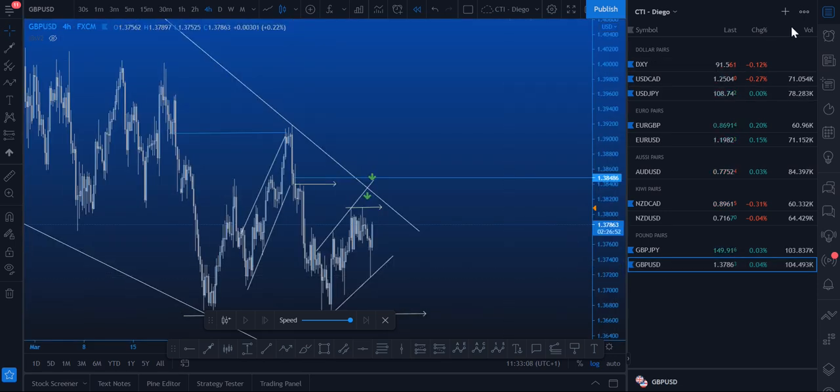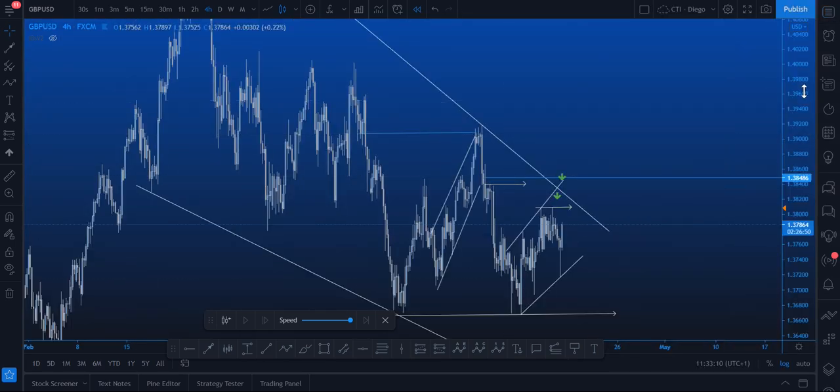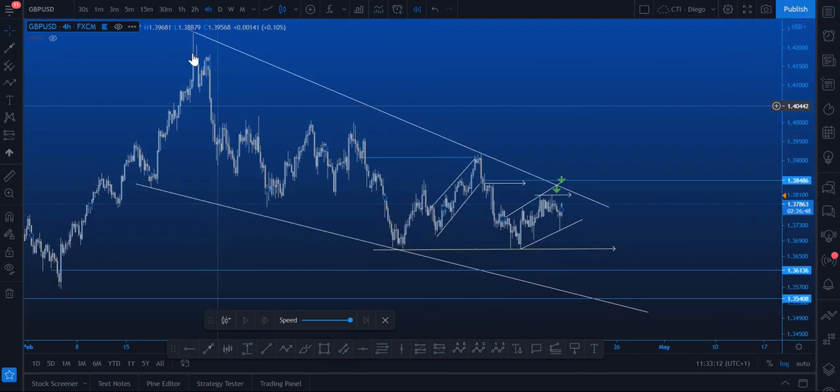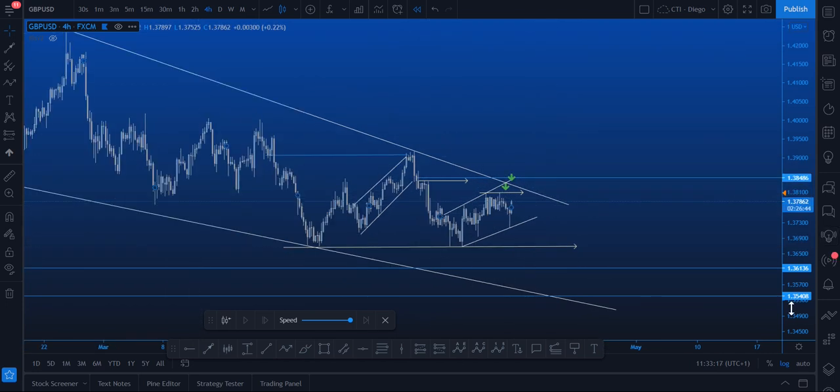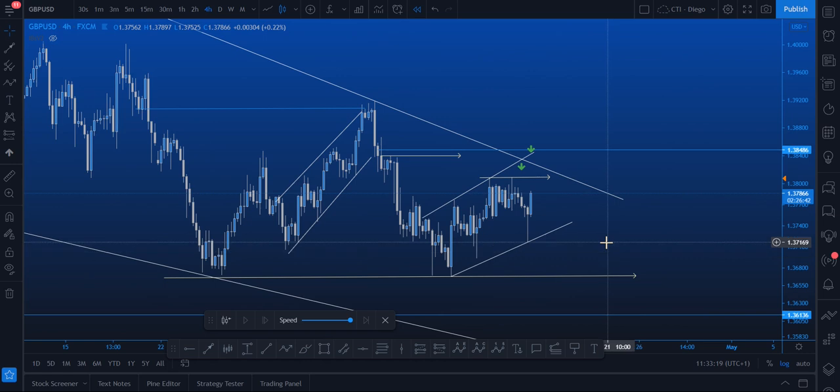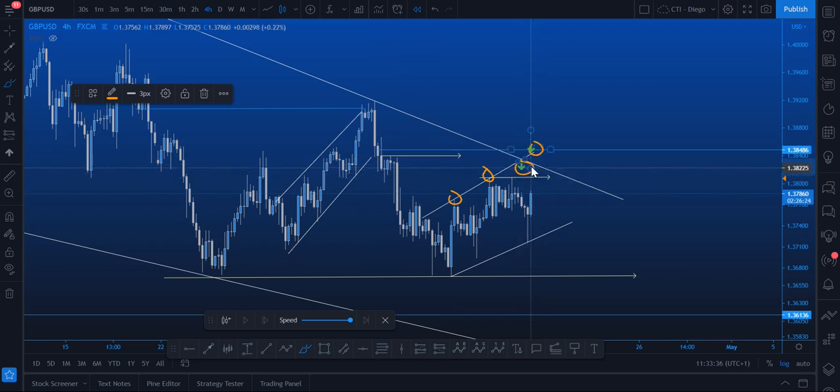Cable. Okay, cable's looking pretty sharp. We've got 1 tap, 2 tap, and we have a third tap. We can clearly see tap, tap, and I'm expecting a potential third tap. We've got the equal highs. So plan A would be some unfilled liquidity just above the trend line, which is in confluence with the third trend line bounce, right?